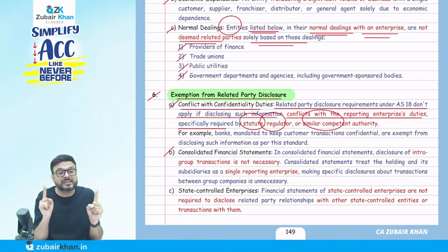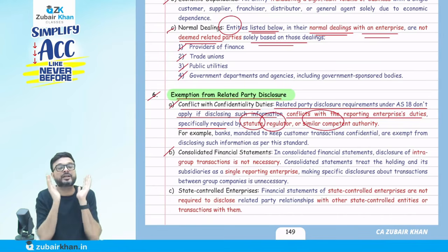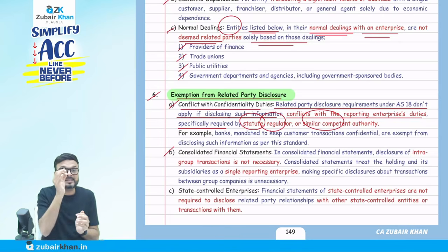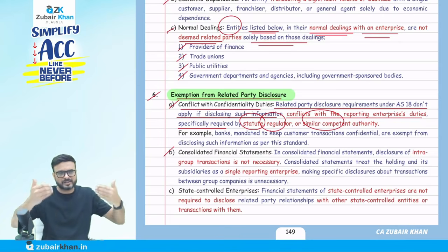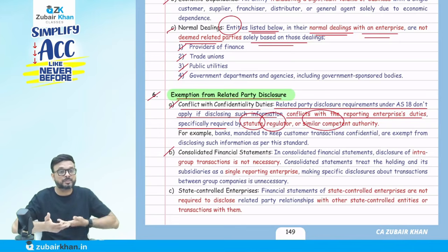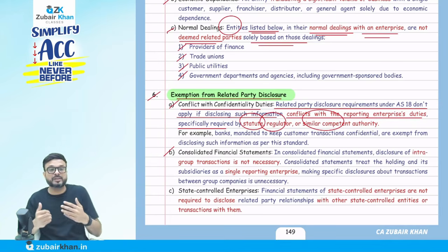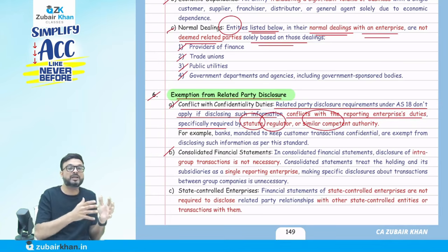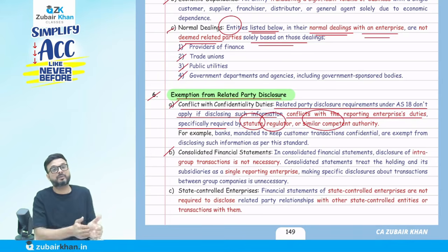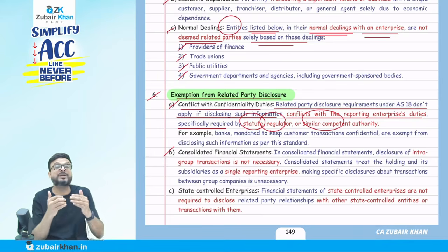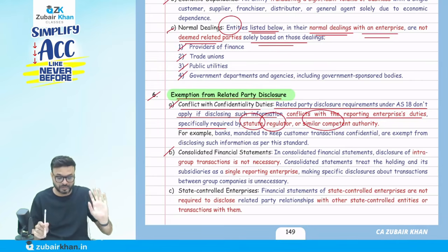But holding company and subsidiary company, when the holding company prepares the consolidated financial statement, they treat it as a single entity. In that case, when we prepare a consolidated financial statement, we have to eliminate the transactions between the holding company and the subsidiary company. At the same time, in notes to accounts also, we don't disclose the transactions that happen between the holding company and the subsidiary company, because when we prepare the consolidated financial statement, we treat them as a single entity. So no need to disclose them. Even though they are related, we are not disclosing.